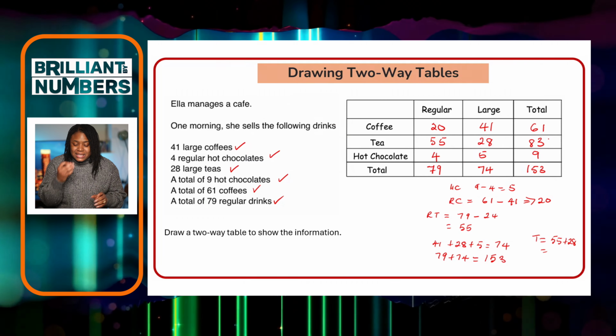Absolutely fantastic. Now guys, what you need to do in an exam condition or in your classwork, just use your calculator, add along each row and see if you get the totals. Add along each column, see if you get these totals. If you do, that's how you know you definitely are correct.